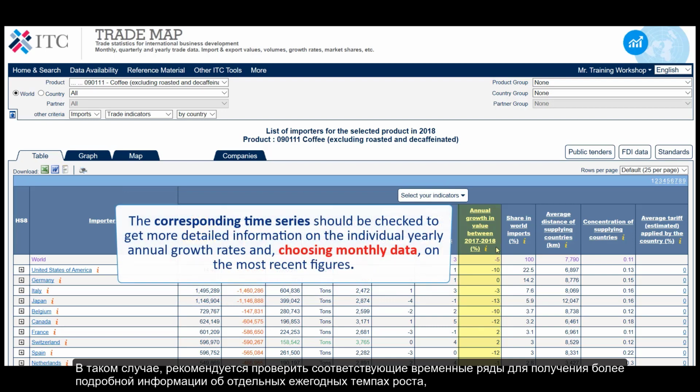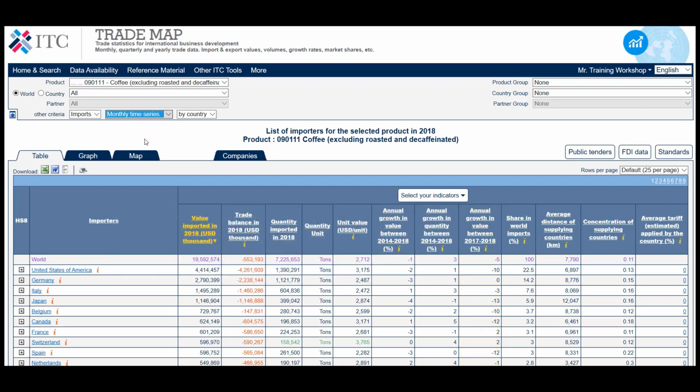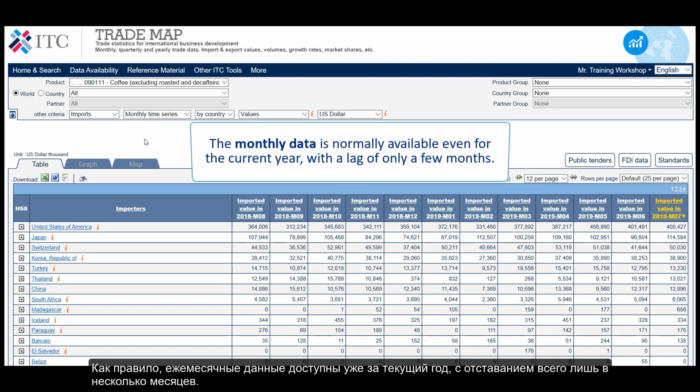In this case, the corresponding time series should be checked to get more detailed information on the individual yearly annual growth rates, and choosing monthly data on the most recent figures. The monthly data is normally available even for the current year, with a lag of only a few months.